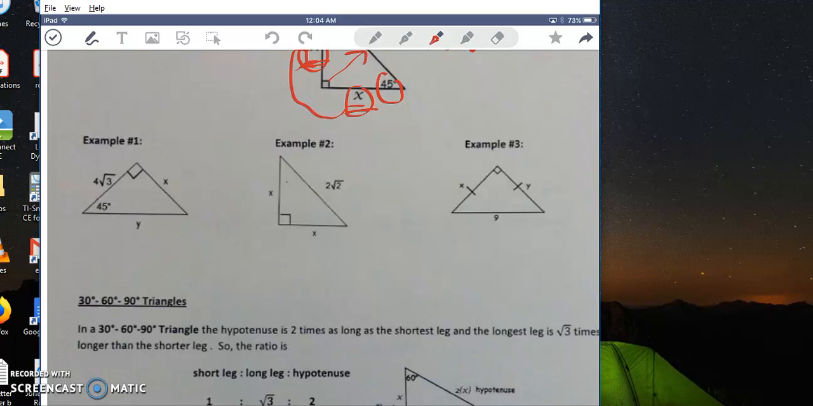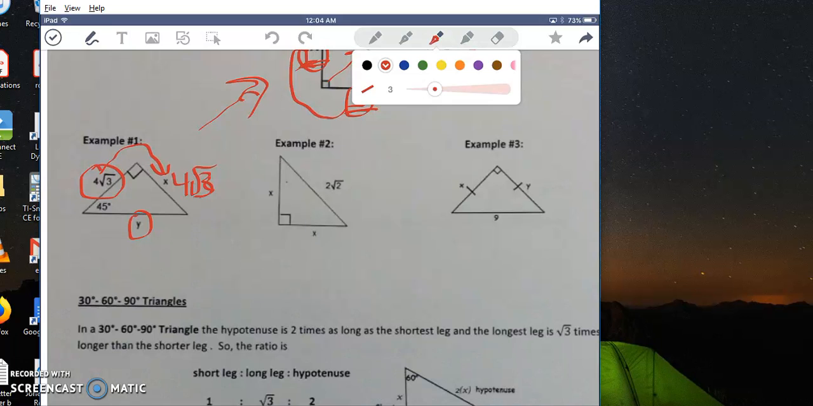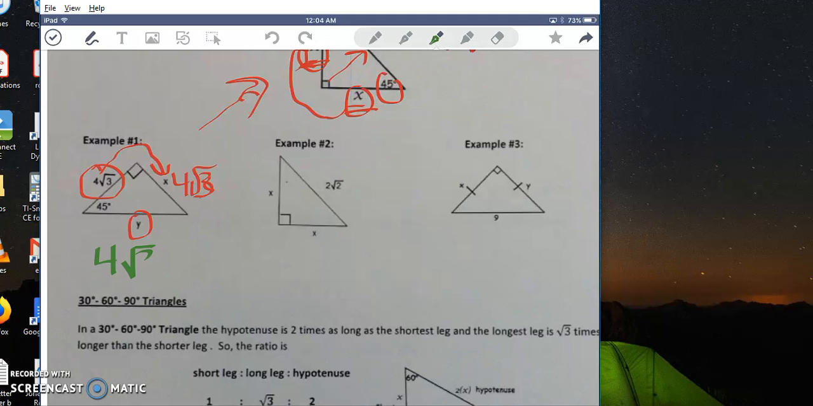So in the first example, example 1 here, we have 45, 45, 90. One of the legs is 4 radical 3. That makes the other leg the exact same, so that too is going to be 4 radical 3. Remember, like we said above, the hypotenuse is always going to be the legs times radical 2. So we have 4 radical 3 times radical 2.